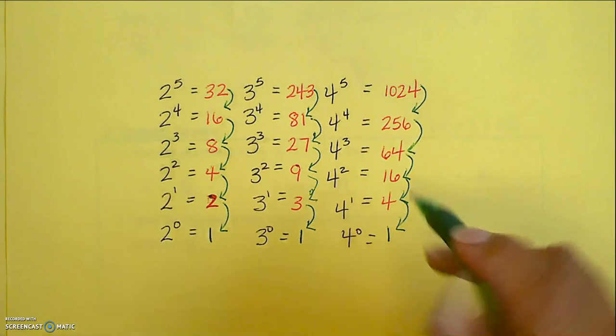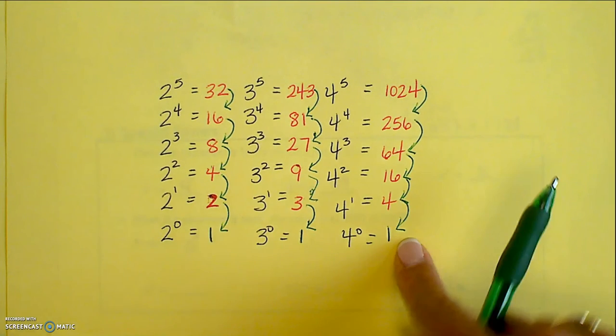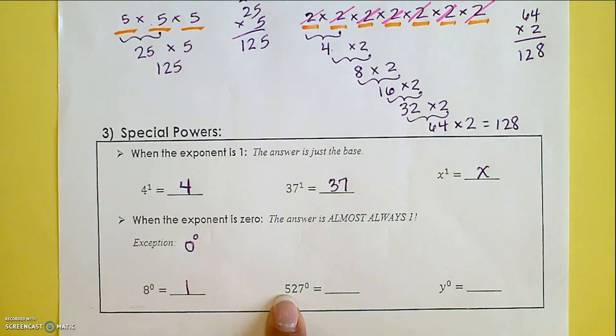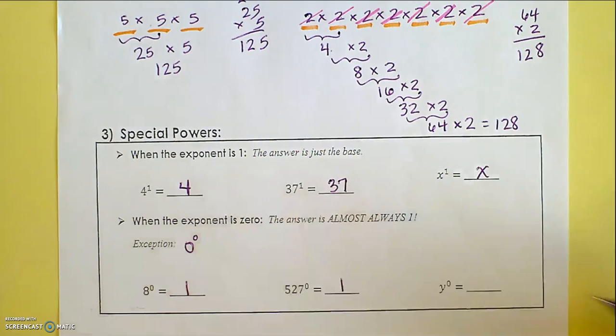So by following this pattern, any number to the 0 power is 1. So 8 to the 0 power is 1. 527 to the 0 power is 1. And the variable y to the 0 power is 1. That means any number to the 0 power is 1 with only this exception there.